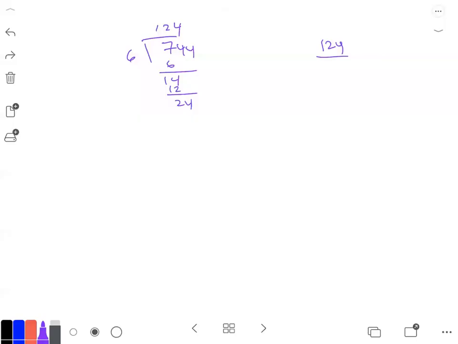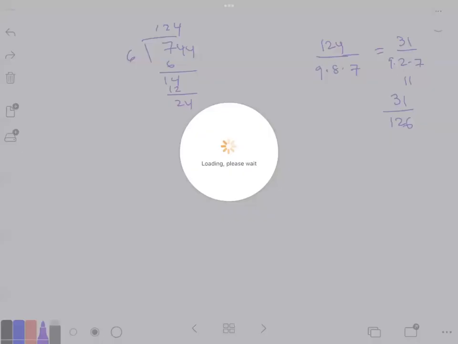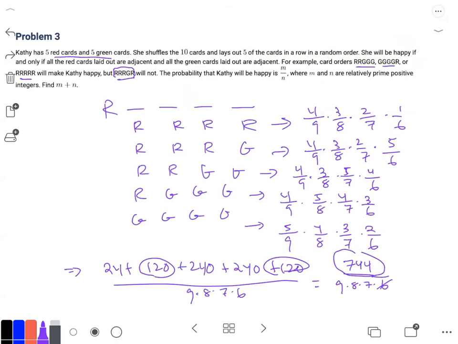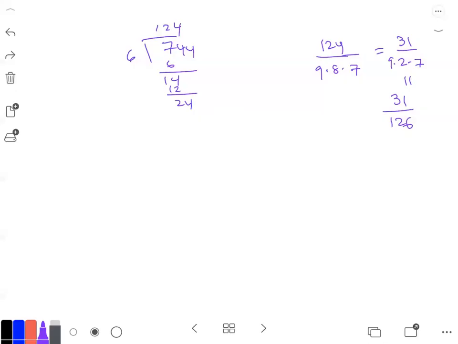So we're left with 9 times 8 times 7. Next thing I want to notice is 124. Last 2 digits are 24. That means it's divisible by 4. So 124 divided by 4 should be 31. And then if I divide this by 4, that's just 9 times 2 times 7. That's 31 over 126. 31 is prime, so this will be what it is in lowest terms, m over n. We want to find m plus n. Doing that gives us 157.